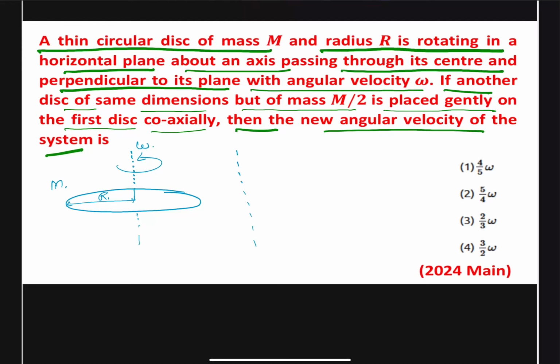In the second part, we place on top of this a disk of same dimension but mass m by 2. Let me draw, this is our original disk, and on top of it a disk of same dimension is placed, and their axis of rotation is the same. Here the radius, because it is the same dimension, will be r, but the mass is m by 2. So the mass of the second disk is m by 2 and the original mass is m, and it is rotating in this direction.